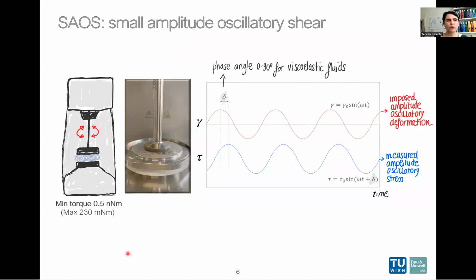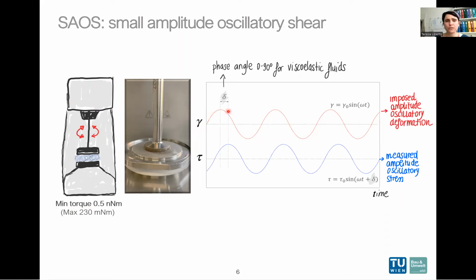So SAOS, or small amplitude oscillatory shear, is a test that needs to be made with a rheometer, which I try to sketch here. The most important part is the head of the rheometer, where there is the motor, which can impose a certain torque. And it's important to make this measurement that we can have a very low minimum torque. For example, ours has 0.5 nanonewton meter.